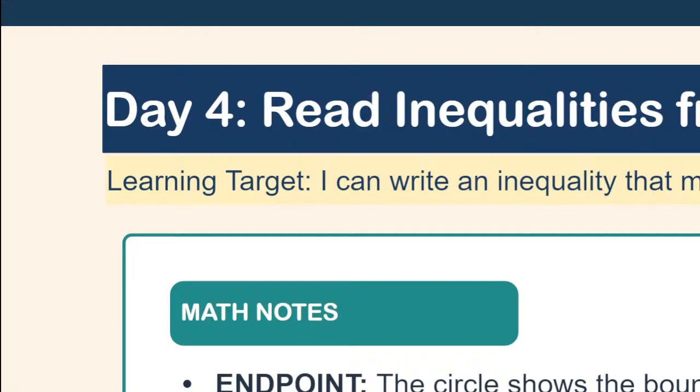Okay, this is day 4, read inequalities from number line graphs. Learning target: combine an inequality that matches a number line graph. Math notes, endpoint: this circle shows the boundary number where the graph begins. Open circle, the endpoint is not included, so use less than or greater than. Closed circle, the endpoint is included, so use less than or equal to, greater than or equal to.